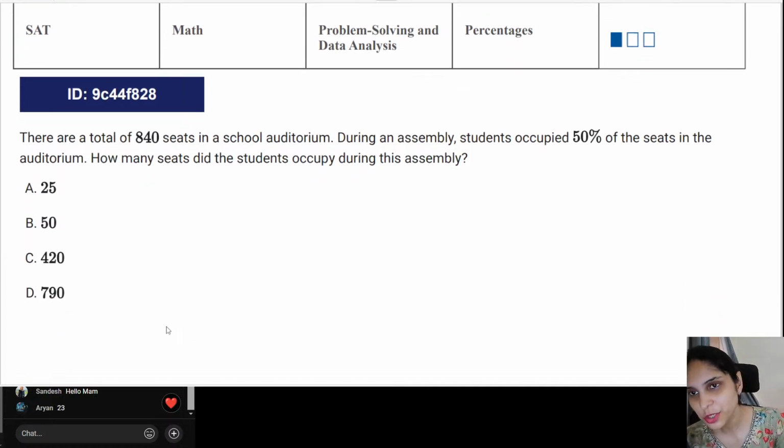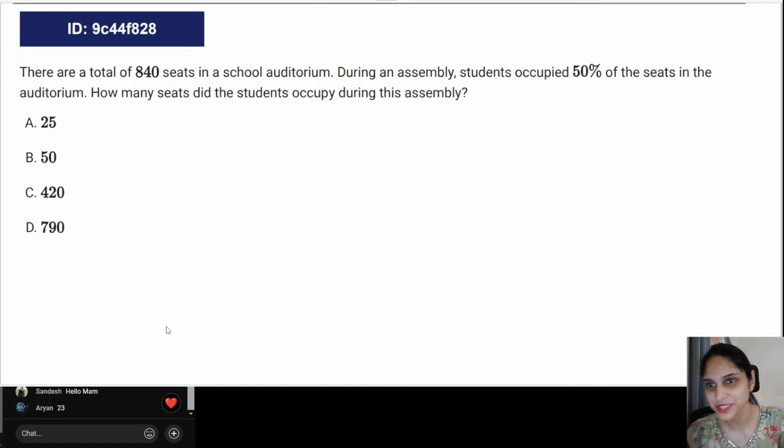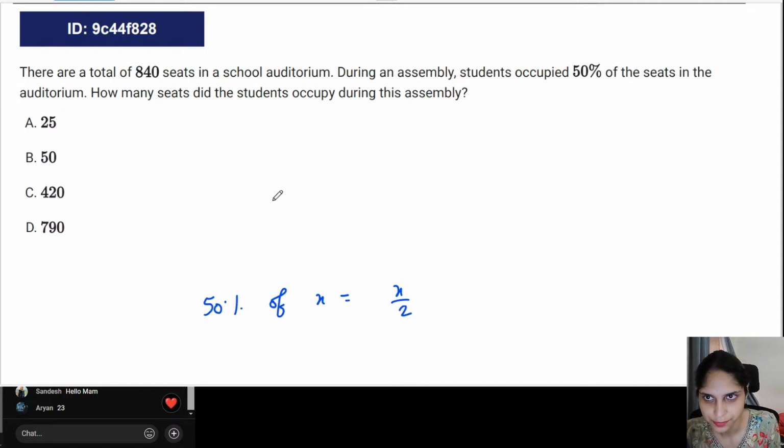If you will see, most of the questions in percentages are word problems only. So there are a total of 840 seats in the school auditorium. During assembly, students occupied 50% of the seats in the auditorium. How many seats did the students occupy during the assembly? So whenever you have to find 50% of any number, the answer is going to be x over 2.